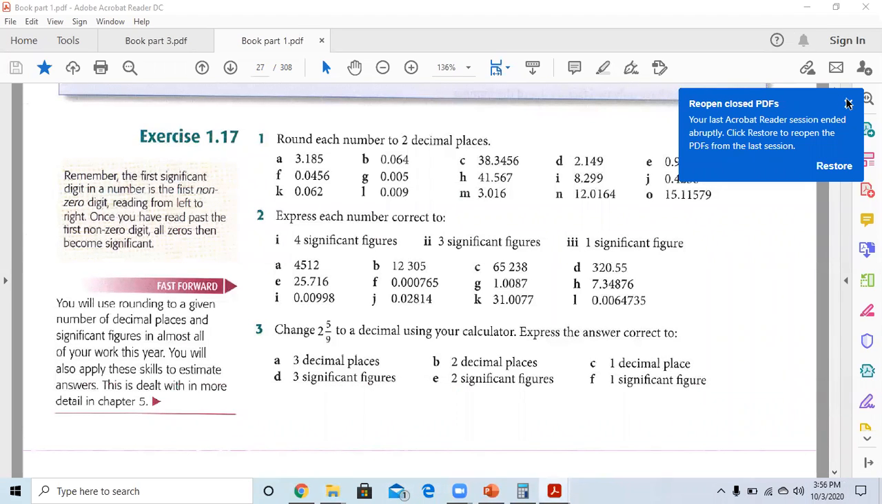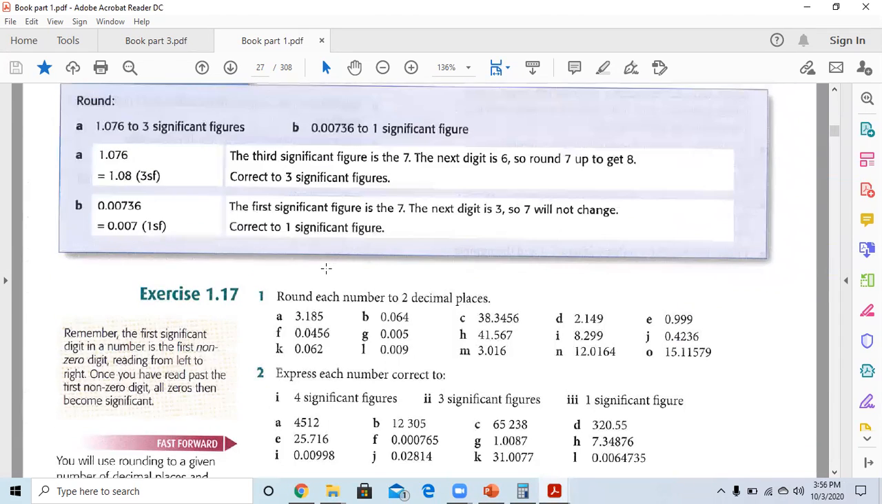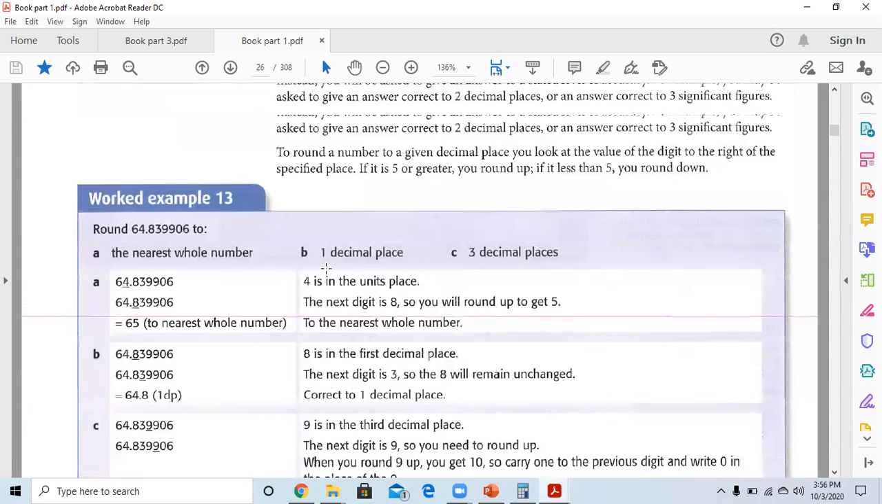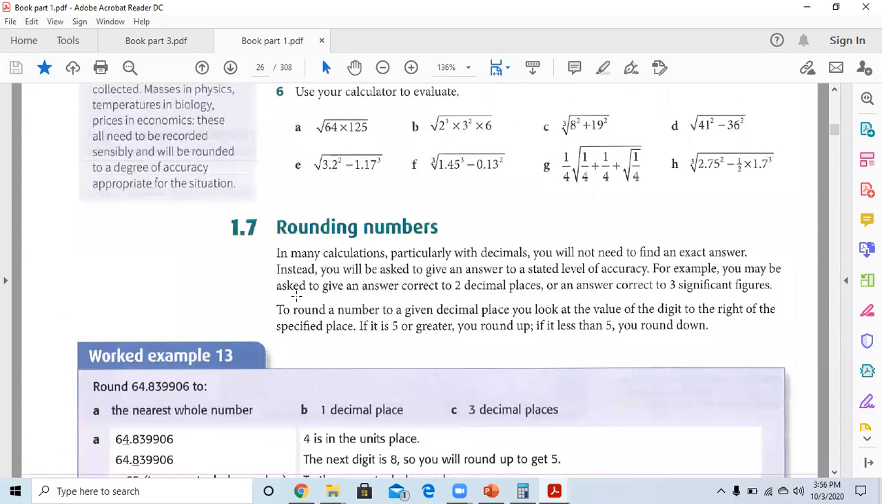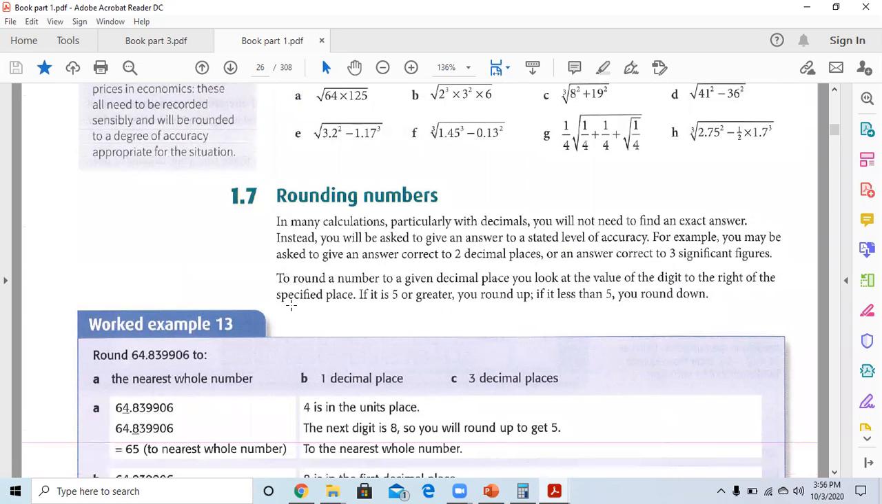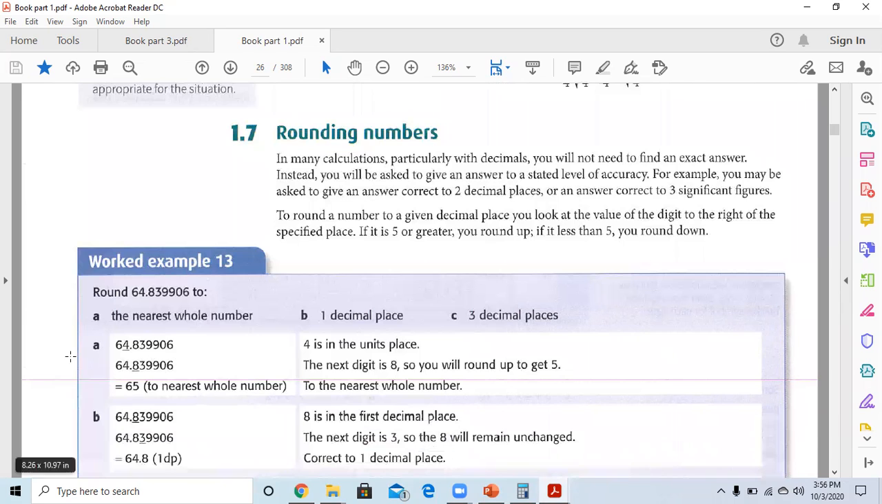Okay, now here we have the exercise, its name is rounding numbers. Okay, so first of all, with the decimal, let's suppose you have a lot of numbers like 64.839906. So I said round to the nearest whole number. Whole number means without the point. Remember this thing. So apart is without point.